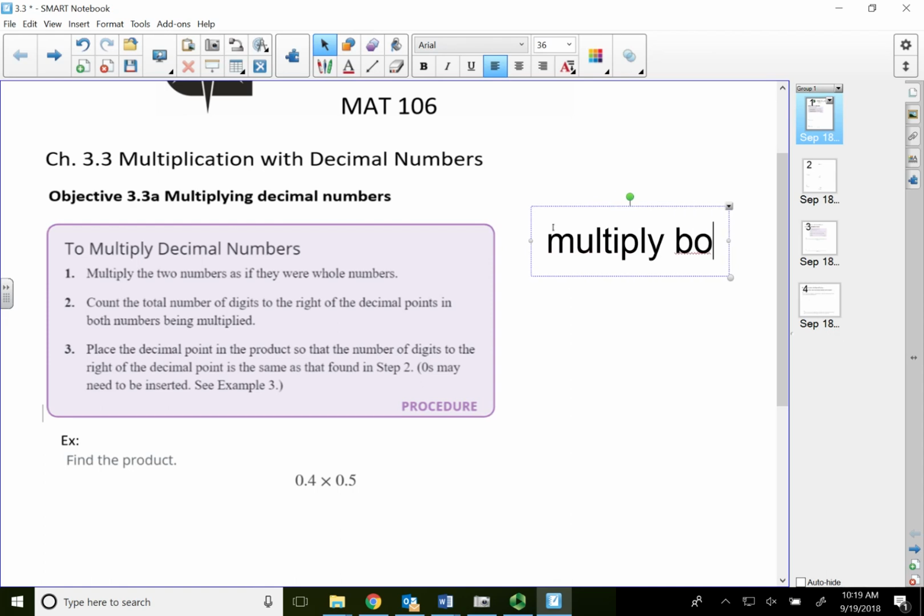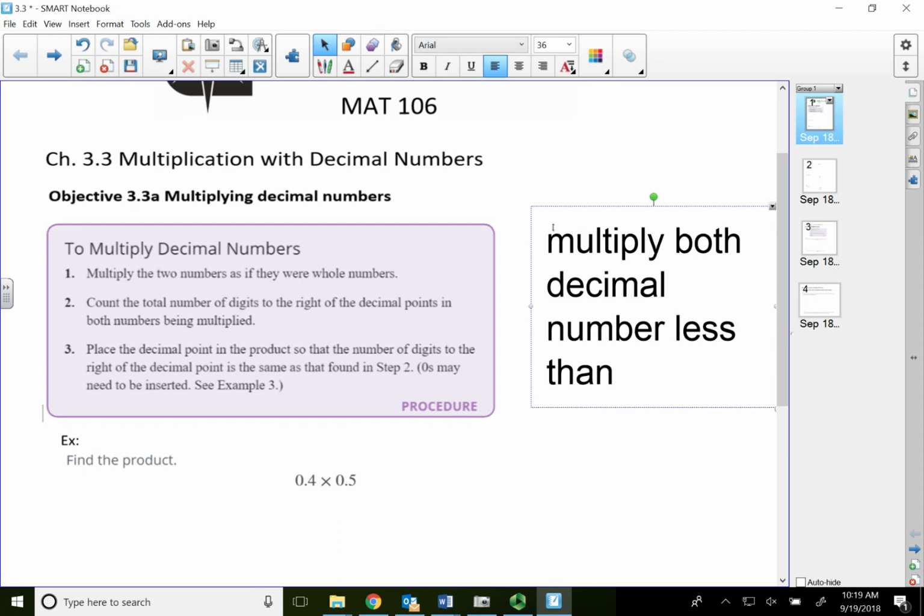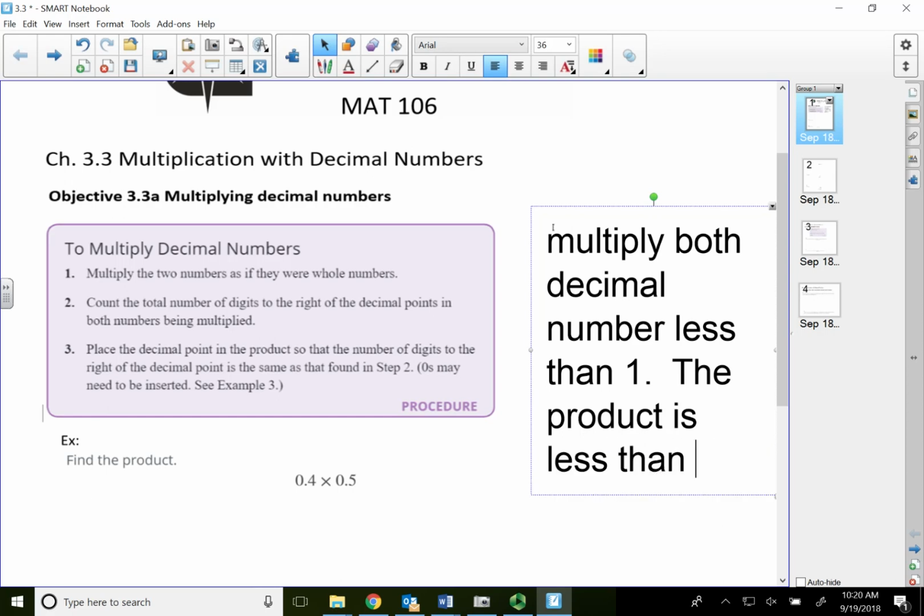multiply both decimal numbers less than 1, right? Because it's 0 point something, less than 1. The product, the answer after I multiply, is actually less than the original two numbers we started with, less than the two factors.